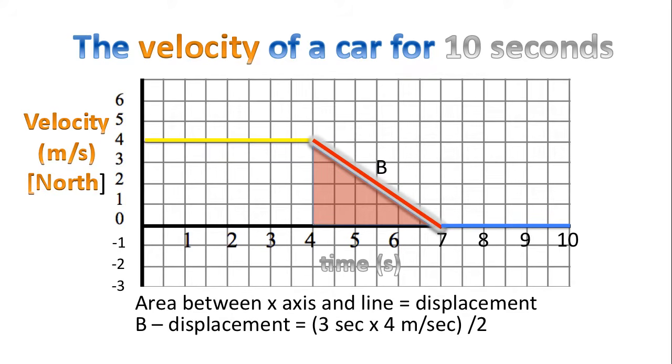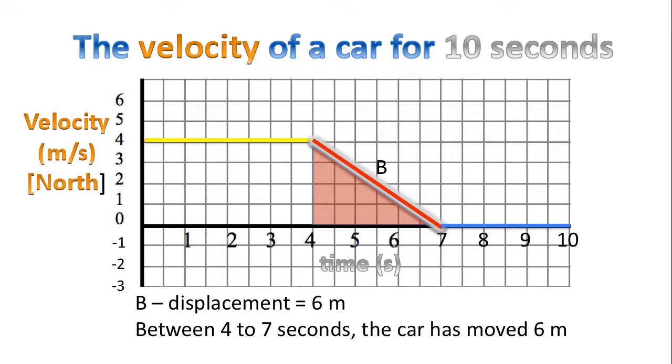The base is 3 seconds. Why 3 seconds? Because we're going from 4 seconds to 7 seconds. The height is 4 meters per second. Working through the math, we get 6 meters. So between 4 to 7 seconds, the car has moved an additional 6 meters.